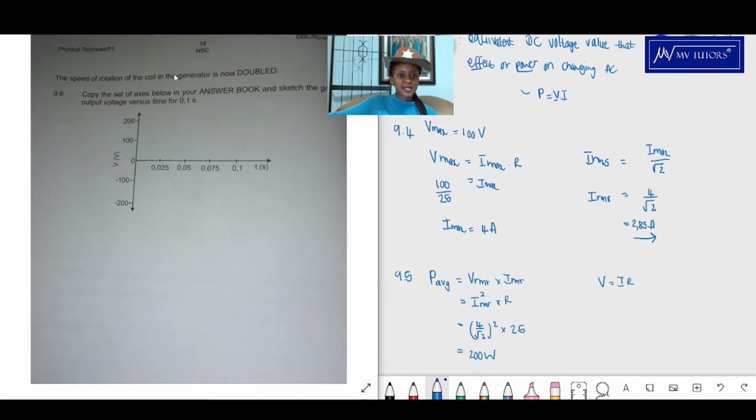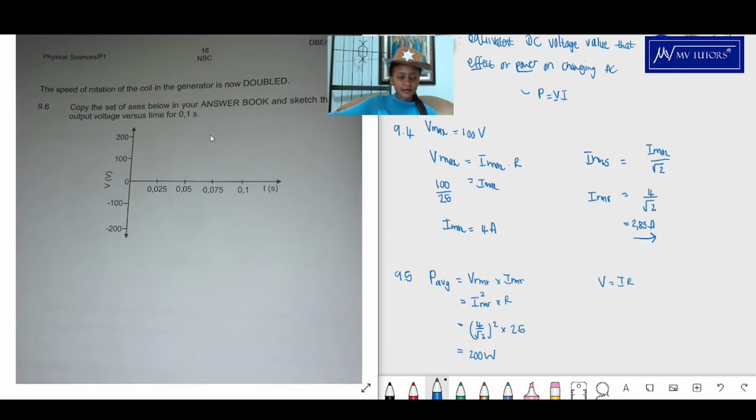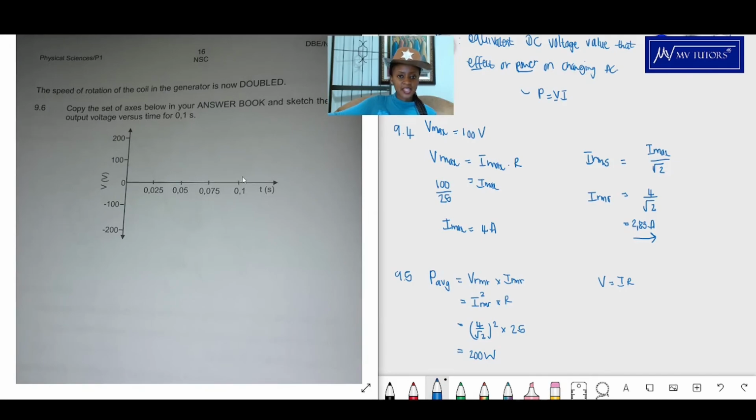Okay, 9.6, there we go. I'm gonna try sketching here. So it says the speed of rotation of the coil in the generator is now doubled. Okay, now if the speed is doubled, remember we had our voltage.